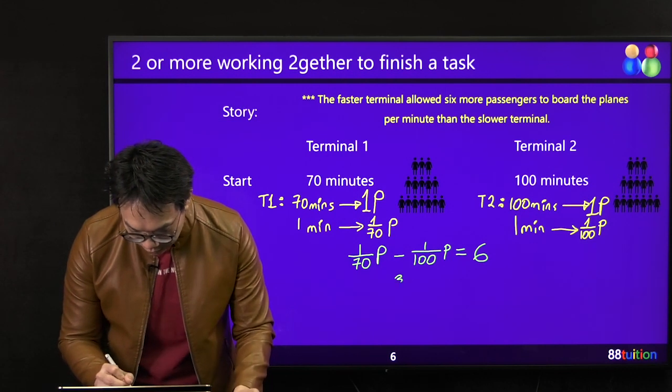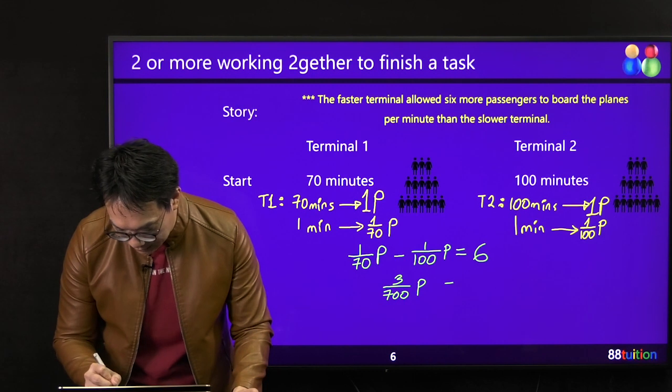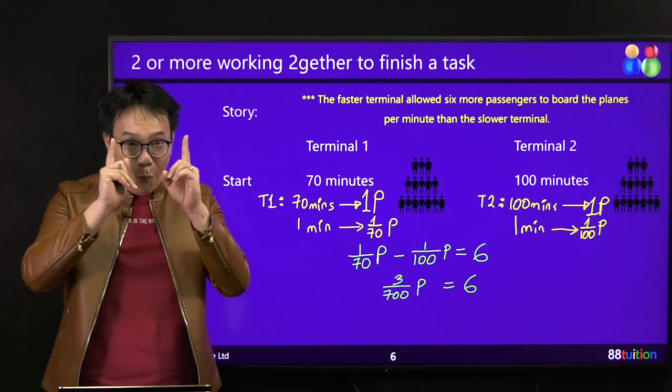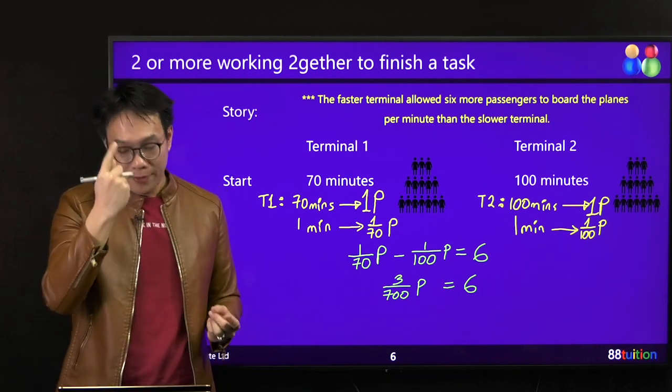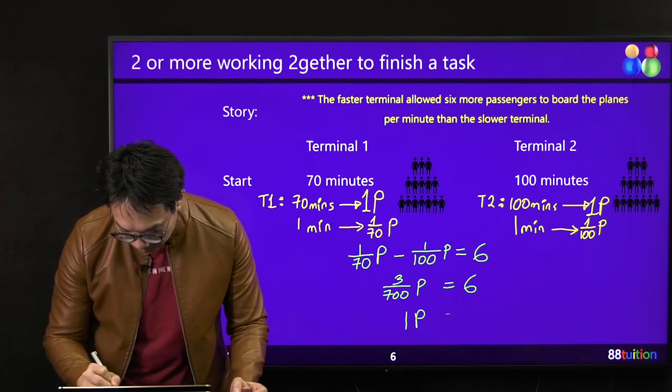So down here is like 3 over 700. P is equal to 6. Again, your objective is to find what? Is to find 1P. It's like the one house, you must find 1, right? So down here, I want to find 1P. What should I do?